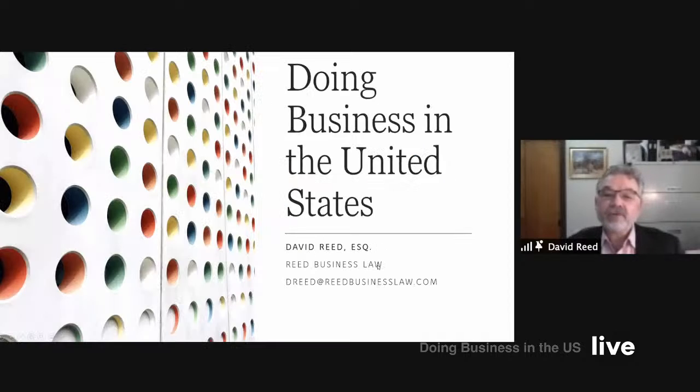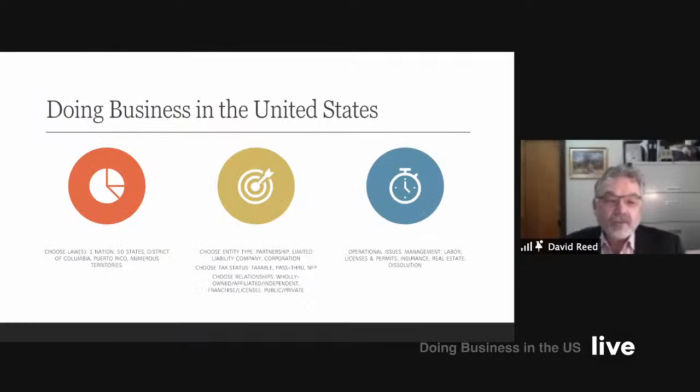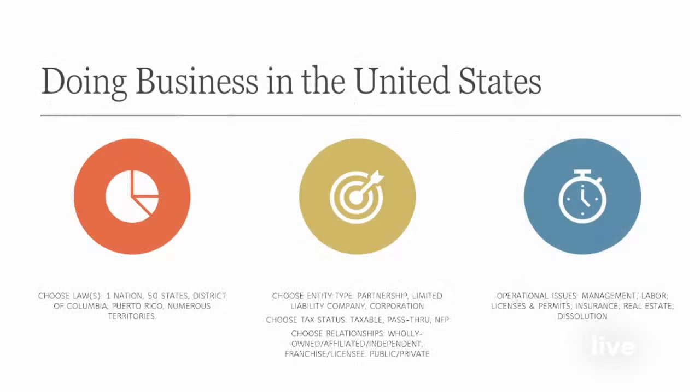So, doing business in the United States. We're going to have three different major themes today: choosing a law, choosing an entity and tax and relationship, and then operational issues. As you can see, each one has some subcategories, and hopefully I'll be able to address all of the issues in each of those categories.